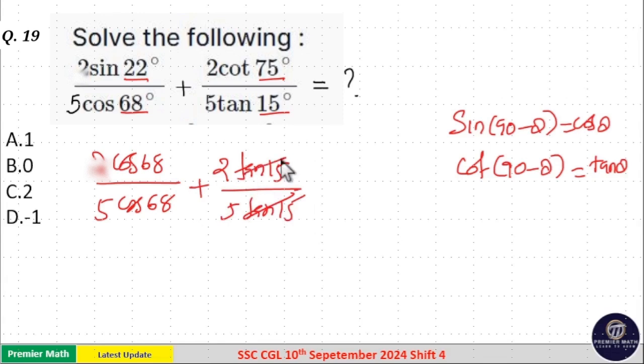Now you can see 5 plus 2 by 5 is equal to 1. So option A is your answer.